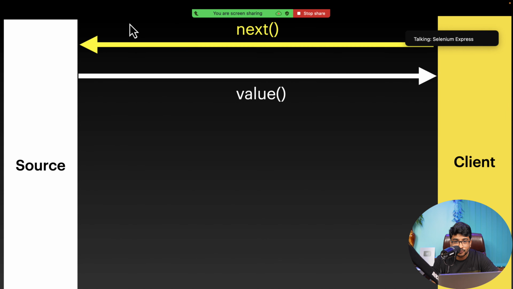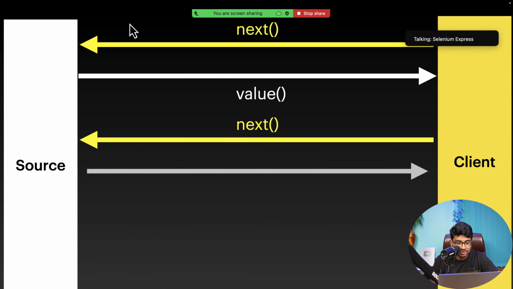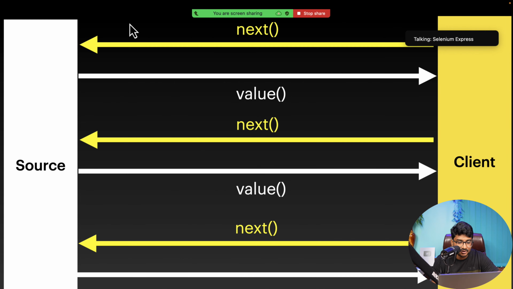Again, the client needs to process that data. The client doesn't know how much more data the source has, isn't it? Again, the client keeps on calling the next. The source will keep on giving the data to the client. Okay. So this is how the processing happens over here. The source might have a stream of events, a stream of data, or a stream of objects that it is trying to process to the client, but in a one by one manner.